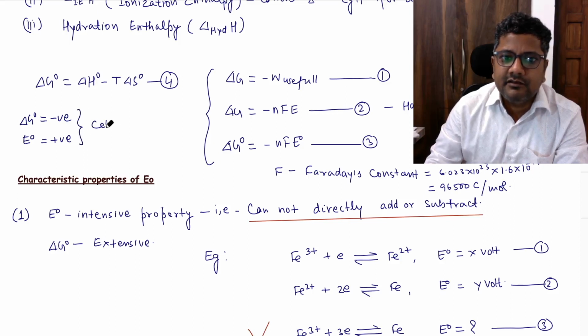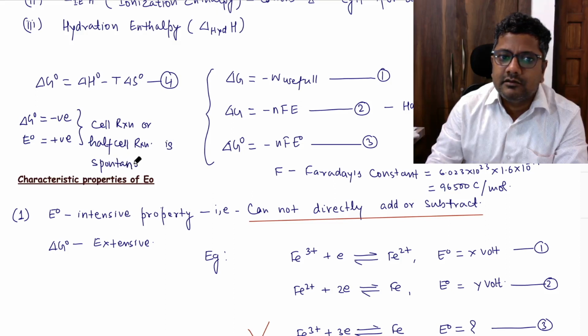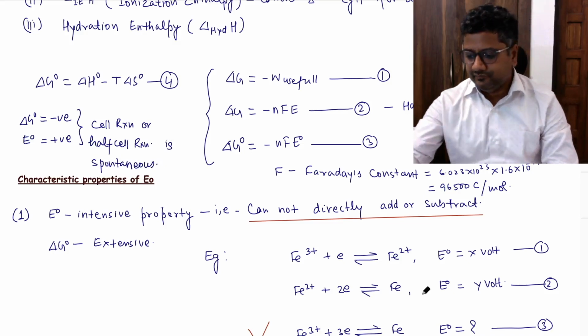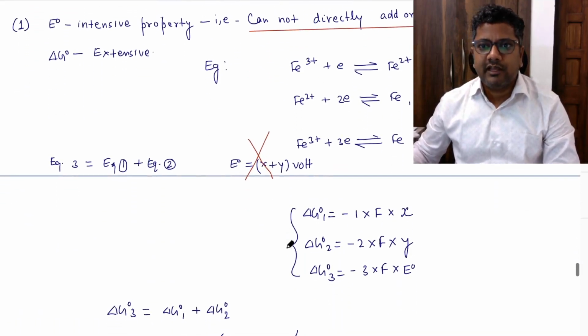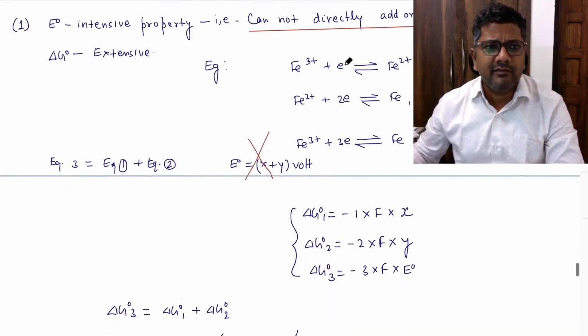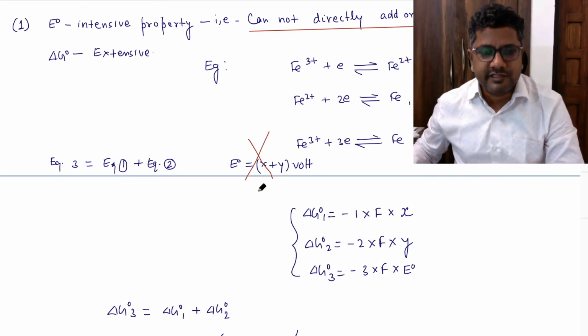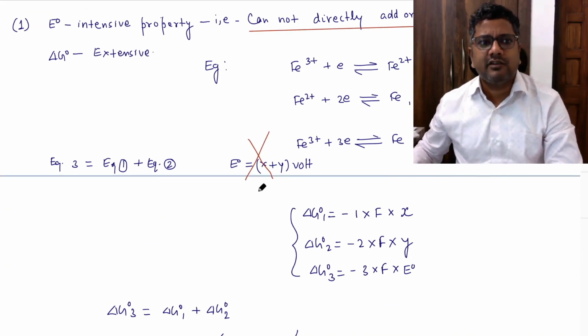Means cell reaction or half cell reaction is spontaneous, right? So this is the first property, and this is a very useful property for this chapter, and you will find many questions based on this, right?